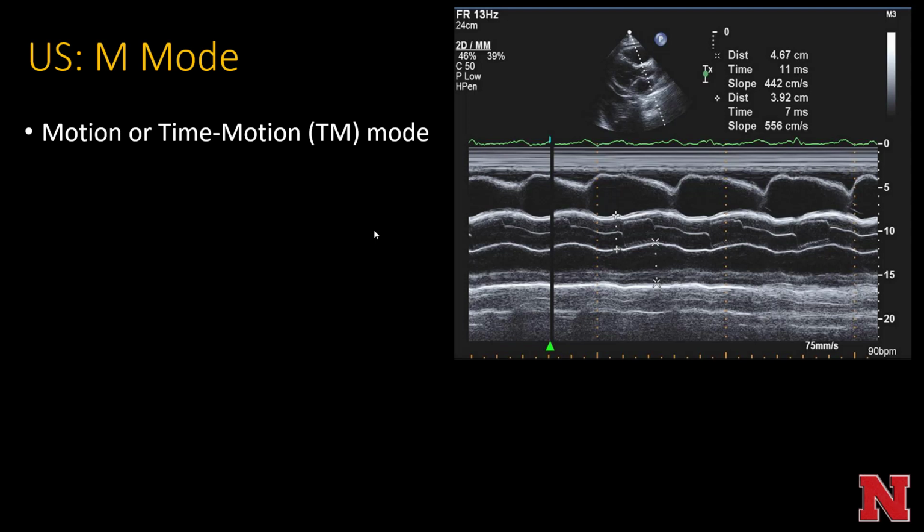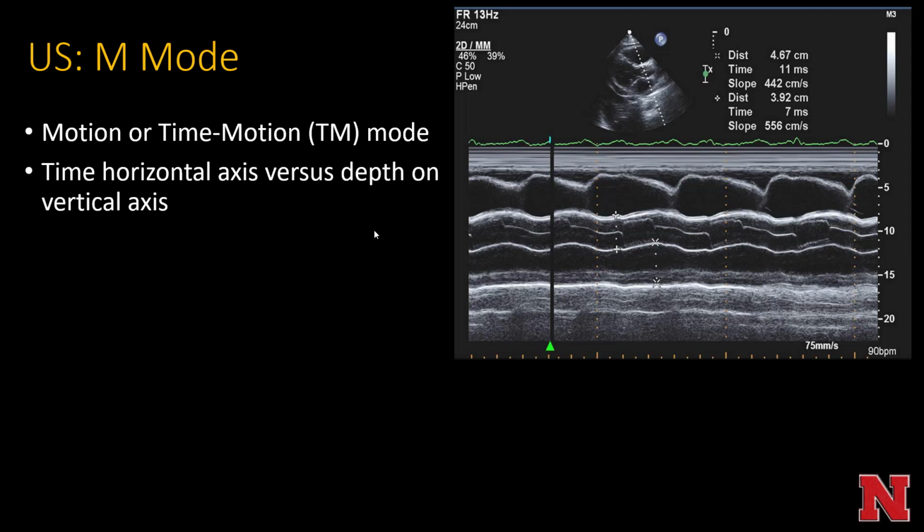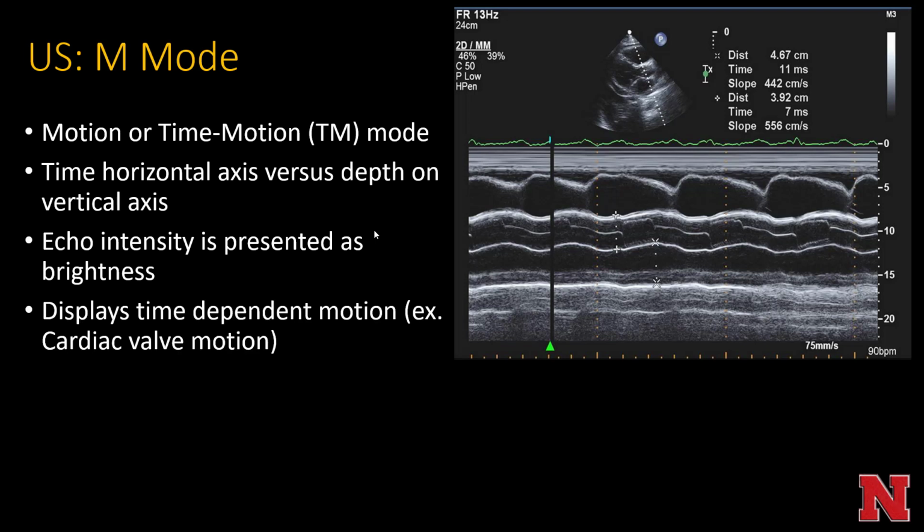M mode is motion or time motion mode. It's time on the horizontal axis versus depth on the vertical axis, and the echo intensity is represented as a given brightness. So the brighter the object on the screen, the more intense the echo coming back. This displays time-dependent motion well.